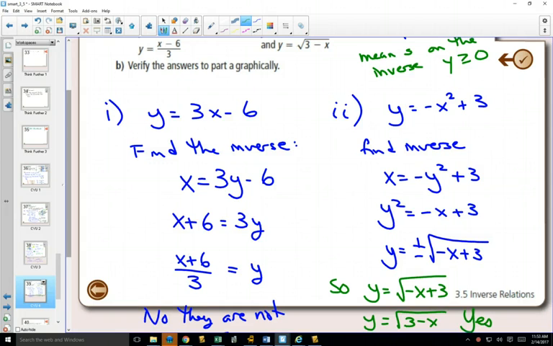What you could do is you could look at the graphs of each of these and compare them as well. We're not going to do that right now. But you could draw the graphs and see, have the x and the y values switched? Is it a reflection over the line y equals x? And then you could also see that the second one is an inverse and the first one isn't.